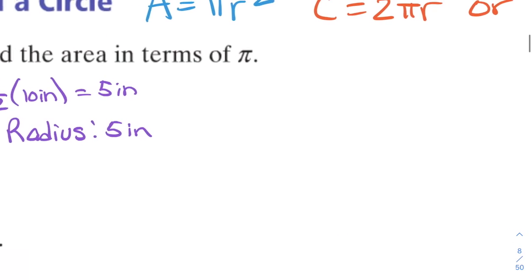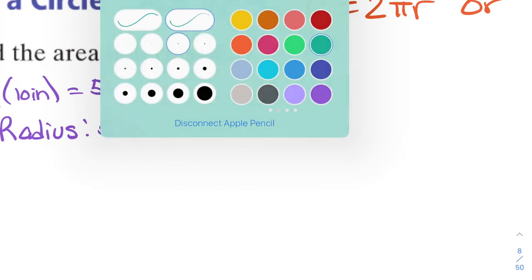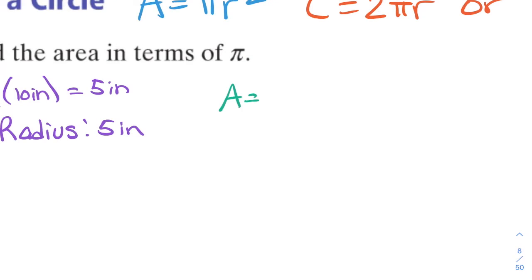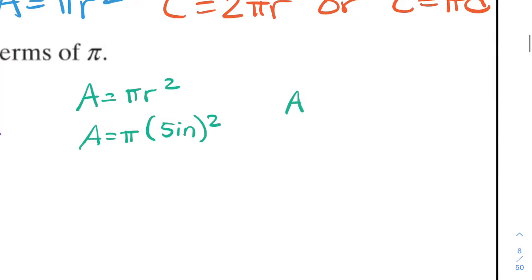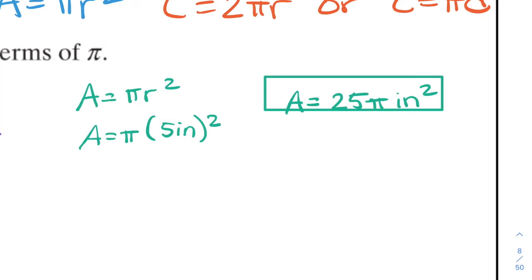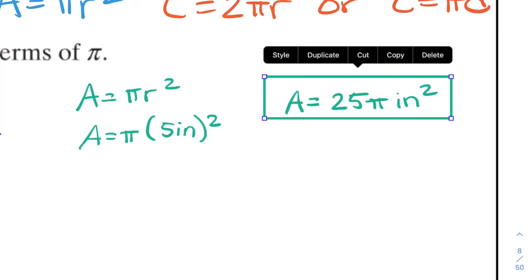So if the radius is 5, I can now find the area. So area equals pi r squared. So area equals pi times 5 inches squared. 5 times 5 is 25. Inches times inches is inches squared. Don't forget your pi. We're leaving it in terms of pi, and we are good to go.